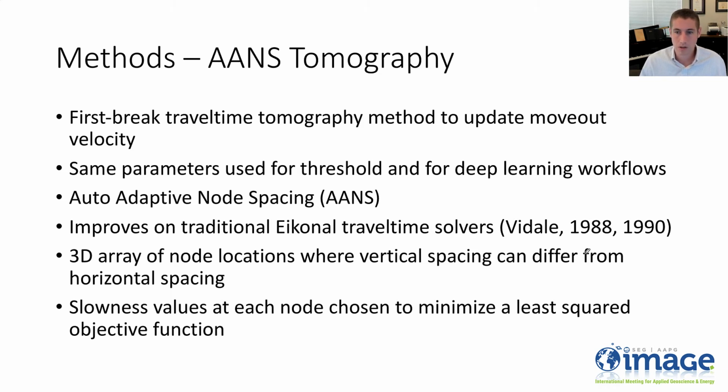The primary physical model used in this study is called auto-adaptive node spacing, or AANS, a tomographic algorithm that improves on the traditional eikonal travel time solvers, originally with Vidale in 1988 and 1990. The subsurface model consists of a 3D array of node locations where the vertical spacing can differ from the horizontal node spacing. Ultimately, the slowness values at each node are chosen to minimize a least squared error objective function for travel times.